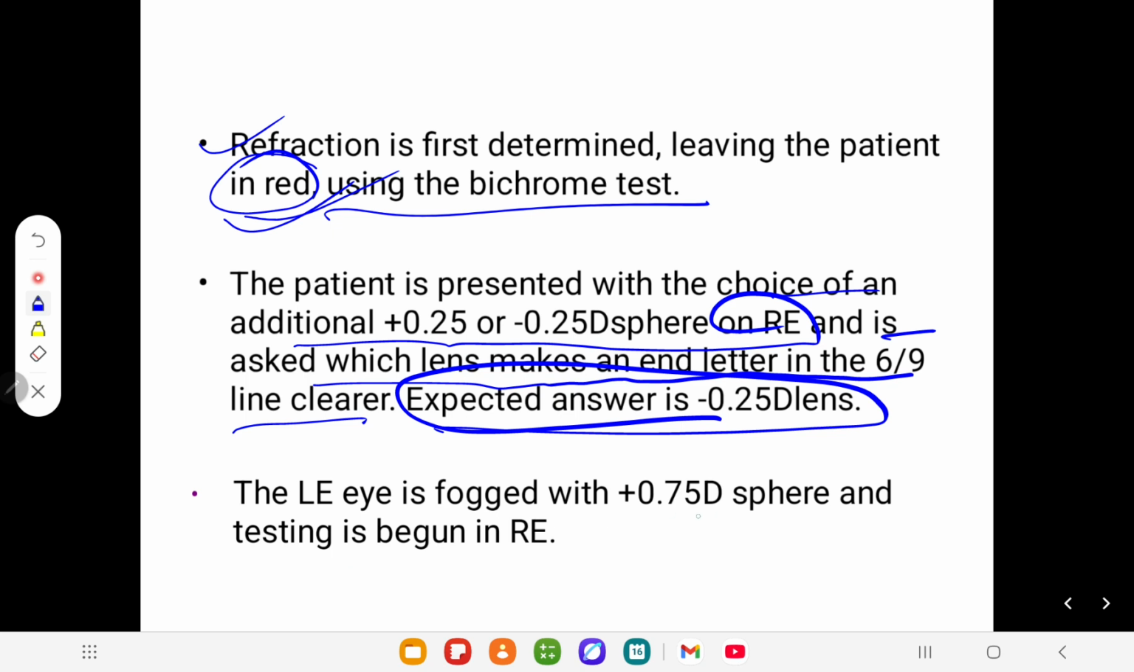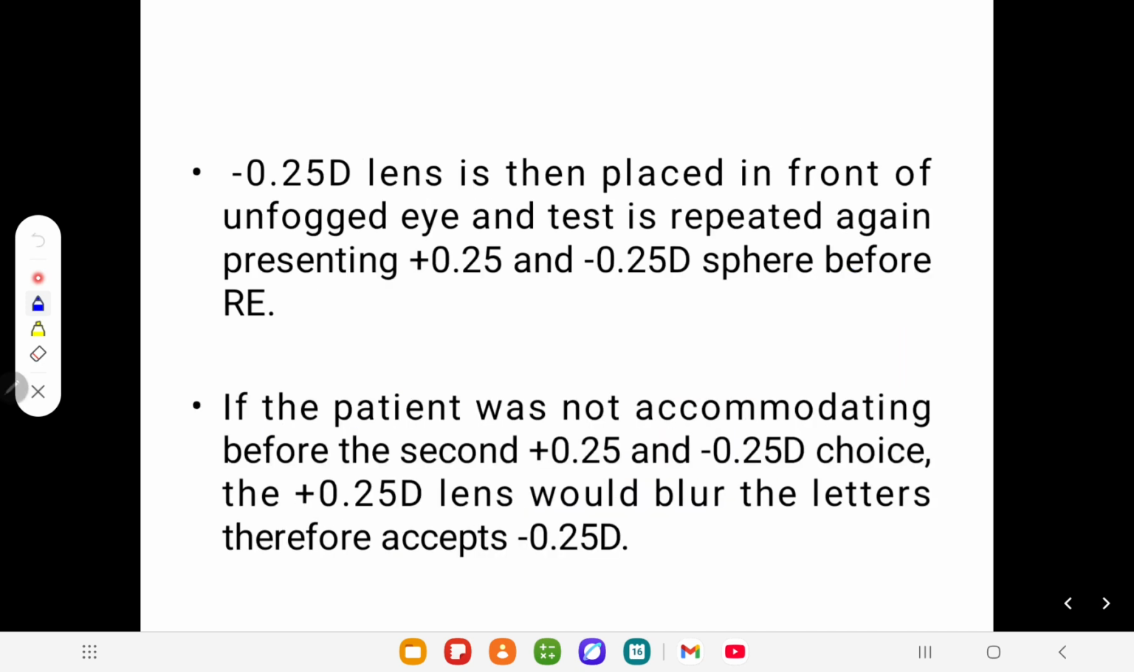The left eye is fogged to 0.5 and the same is done for the right eye. Whichever eye is fogged, that eye is not tested. Whichever eye is unfogged, with no fogging, that eye is tested. So a 0.25 plus lens is placed in front of the unfogged eye and the test repeated, presenting 0.25 and 0.5 before the right eye. So basically we fog one eye and the other eye is tested.